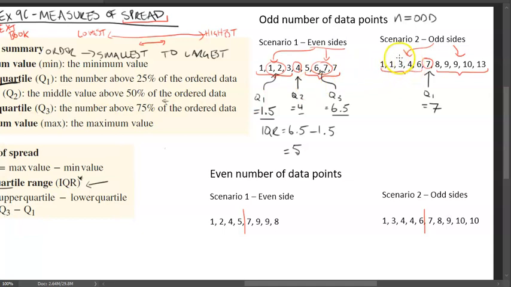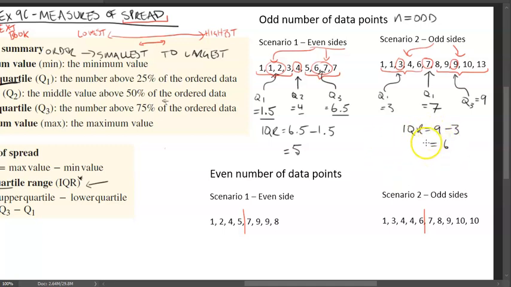1, 2, 3, 4, 5, middle number. 1, 2, 3, 4, 5, middle number. So we don't have to work out an average of some sort or split two numbers in half to find the middle value. In this case, our Q1 is just a straightforward 3, and our Q3 is just a straightforward 9. So in this case, our IQR is 9 take 3, which is 6.